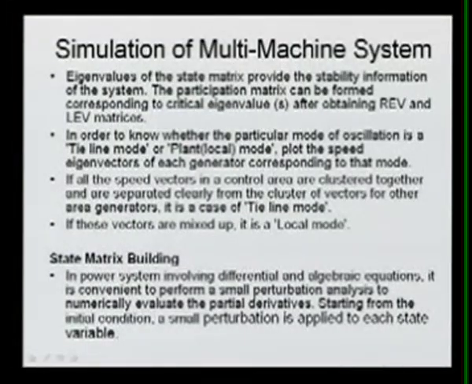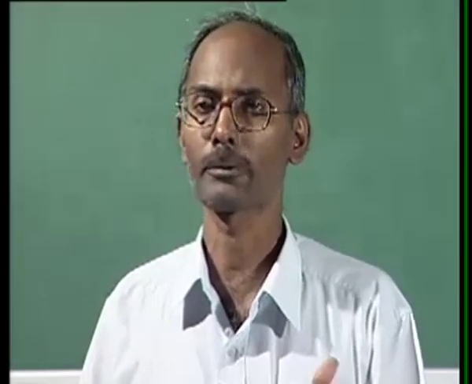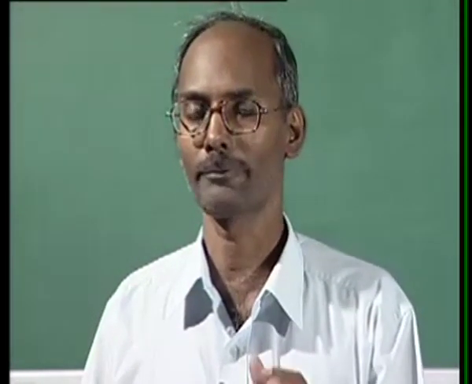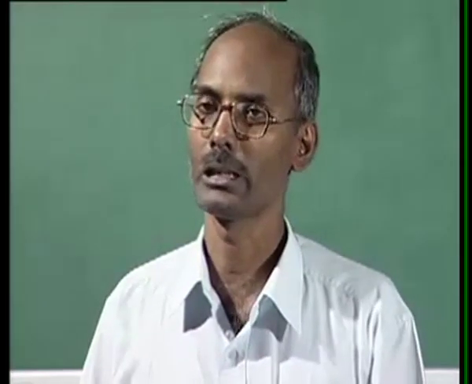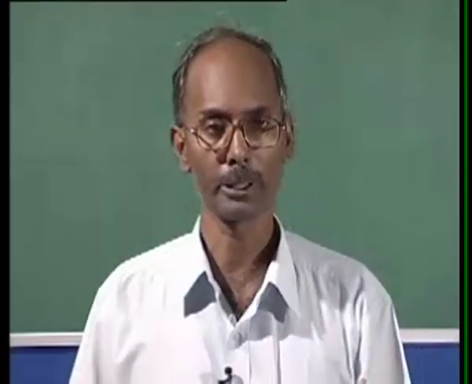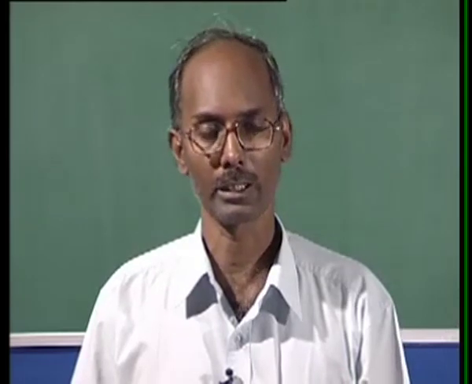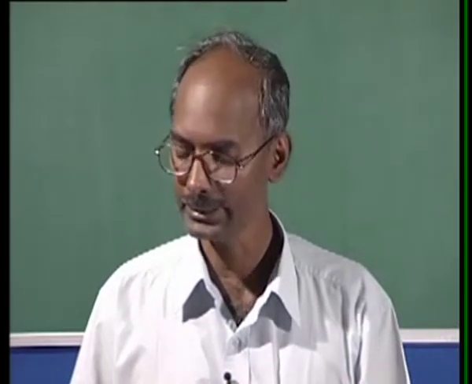Eigenvalues of the state matrix A provide the stability information of the system. As I said, if any of the eigenvalues has a positive real part, we can simply say our system is unstable. But if it has a negative real part, then the system is said to be stable.